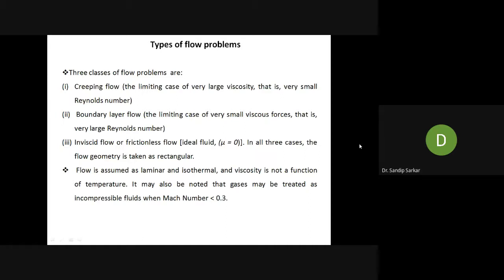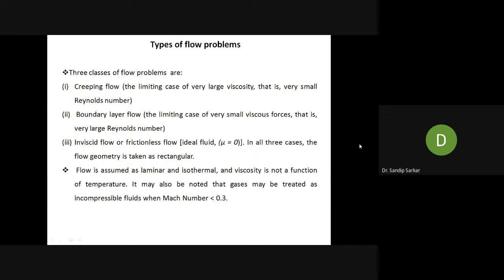Flow inside your blood veins is a creeping flow problem, a very low Reynolds number problem. But the big arteries connecting your heart are not a low Reynolds number problem. There, convection and diffusion are both present.